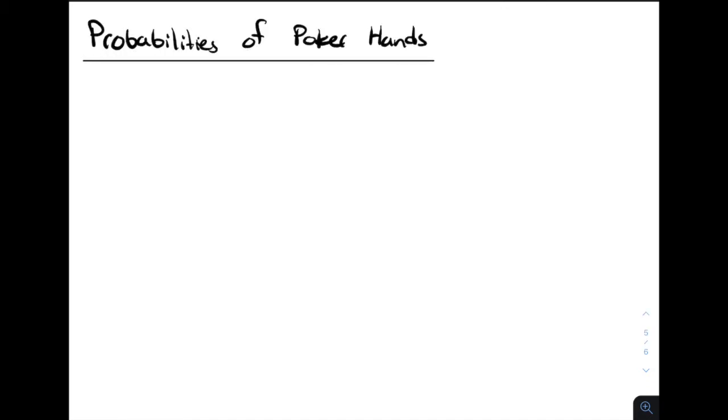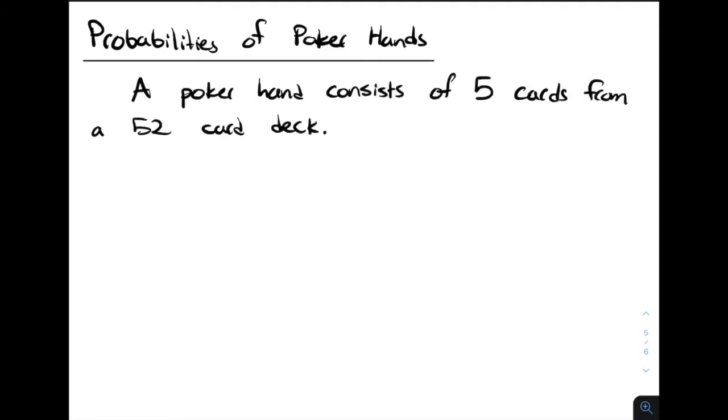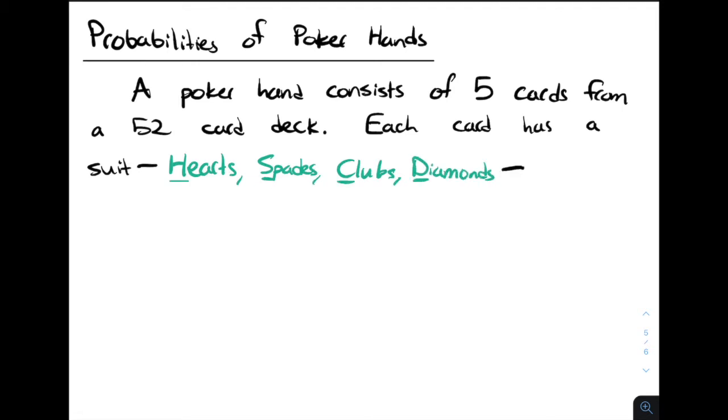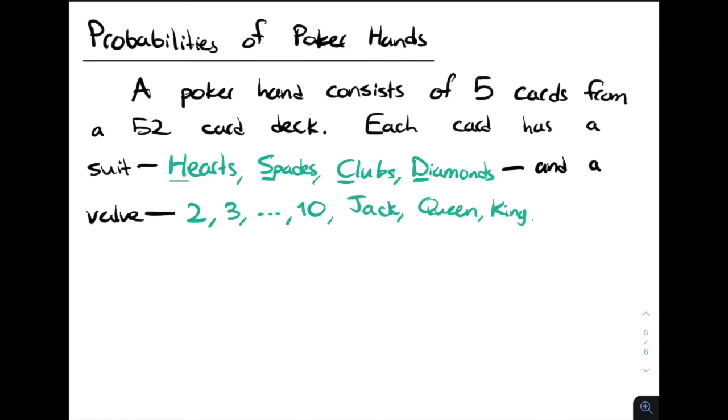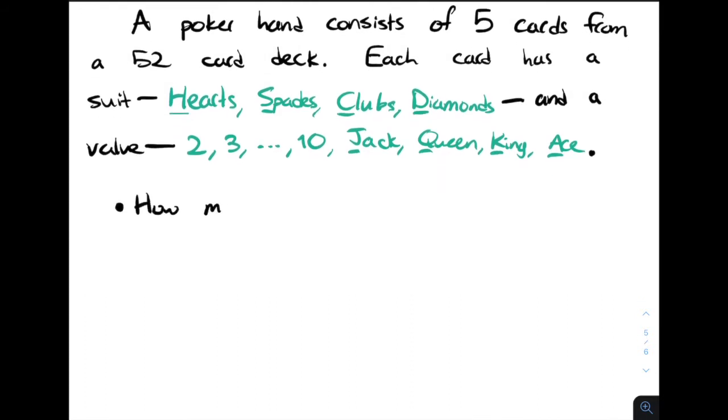A poker hand consists of 5 cards from a 52 card deck. Each card has a suit, either hearts, spades, clubs, or diamonds, and a value, ranging from 2 through 10, and Jack, Queen, King, and Ace. Our first question, how many different poker hands are there?